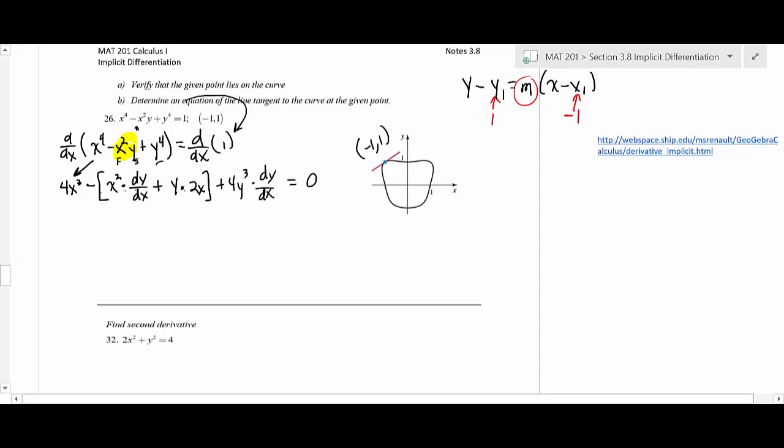So what I'm going to go ahead and do is we got to get the dy over dx's on one side, so I'm going to bring that down as 4x to the 3rd. I'm going to go ahead and just distribute that minus through the bracket. So that's minus x squared dy over dx. This is minus 2xy plus 4y to the third times dy over dx like that.